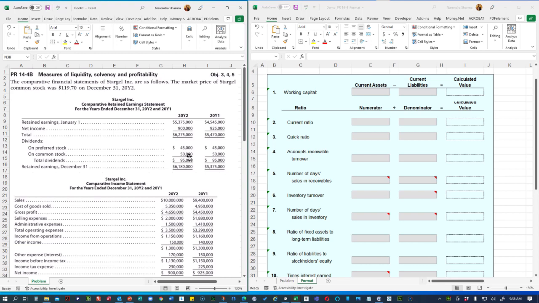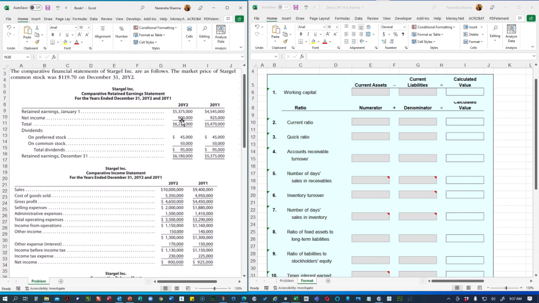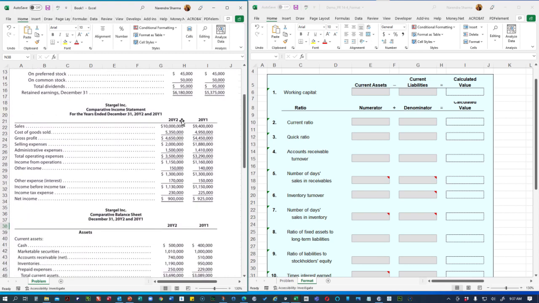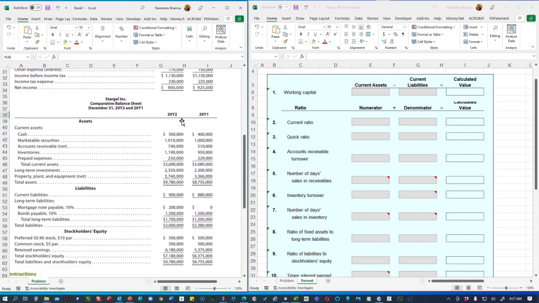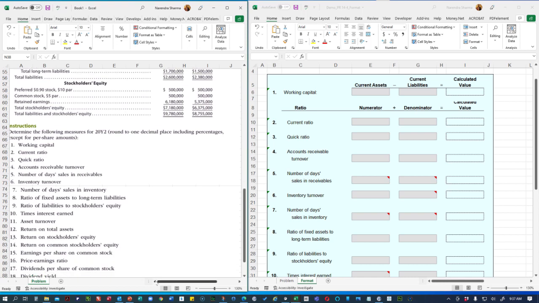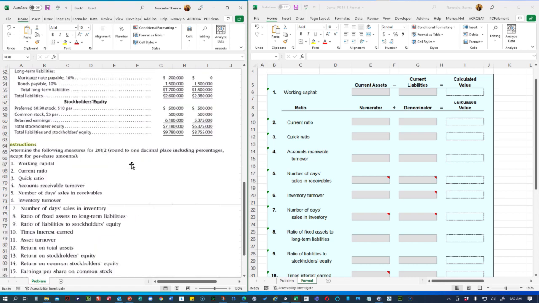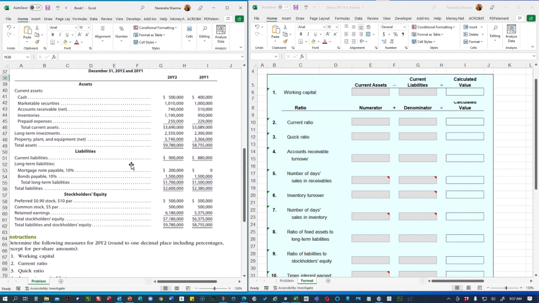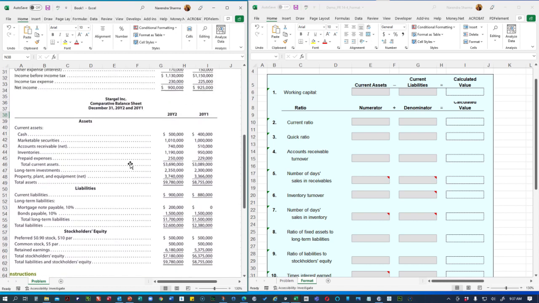All right, so the problem reads as follows. The comparative financial statements of Stargill Incorporated are as follows. The market price of Stargill common stock was 119.70 on December 31st, Y2. You're given a comparative retained earnings statement, comparative income statement, and then the comparative balance sheet. And then you are asked to calculate some of the ratios, as you can see. So what I'm going to do is extract the information needed for you to complete those ratios.